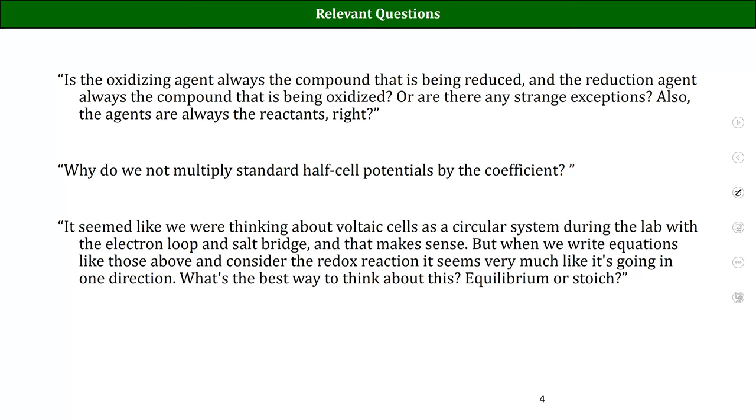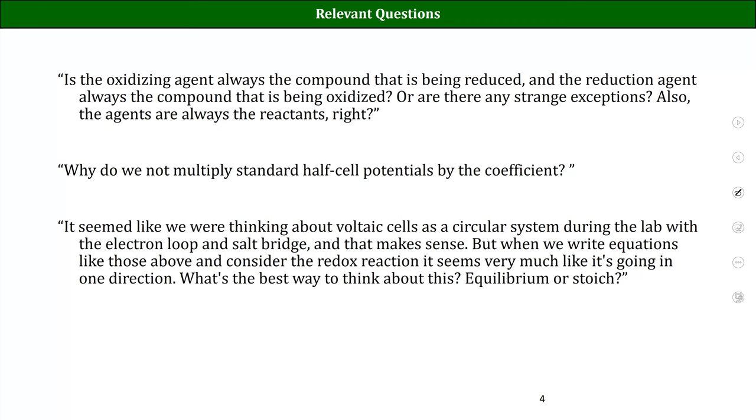And so equilibrium using ICE tables is just a slightly more sophisticated way of doing stoichiometry. It's still stoichiometry though. It just takes into account we don't ever go to completion. So equilibrium is pretty much always going to be the more accurate way to think about things. It's just sometimes we don't need to do that.